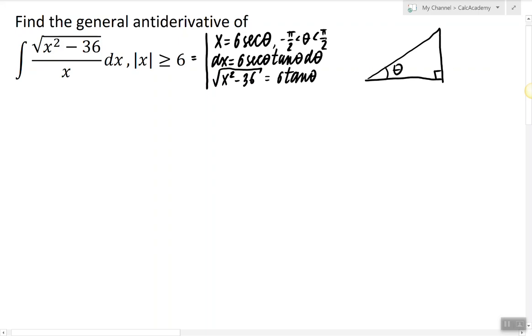So I label theta this angle, and then because secant theta is equal to x over 6, I label my hypotenuse x and adjacent side 6. So by Pythagorean theorem, the third side will be square root of x squared minus 36, and we're ready for the substitution.